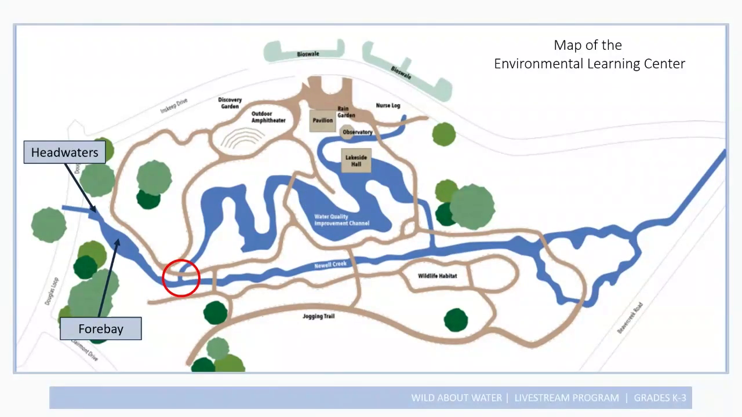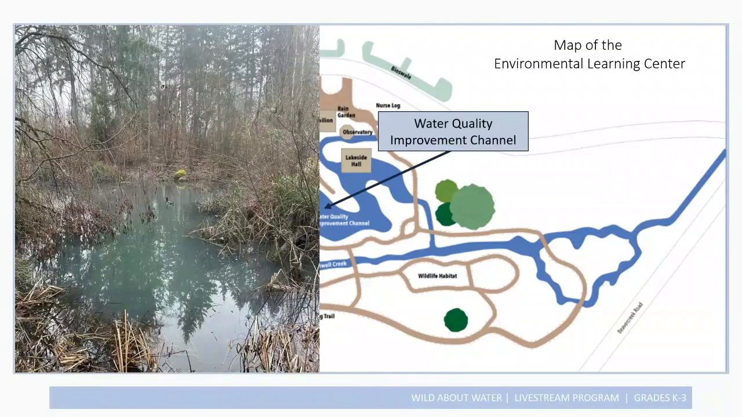And off to the right, Newell Creek continues on, but some of the water gets moved and put into our water quality enhancement channel, which is the wetland that you see behind us. And here's another picture of the wetland up closer. There's lots of plants and animals.